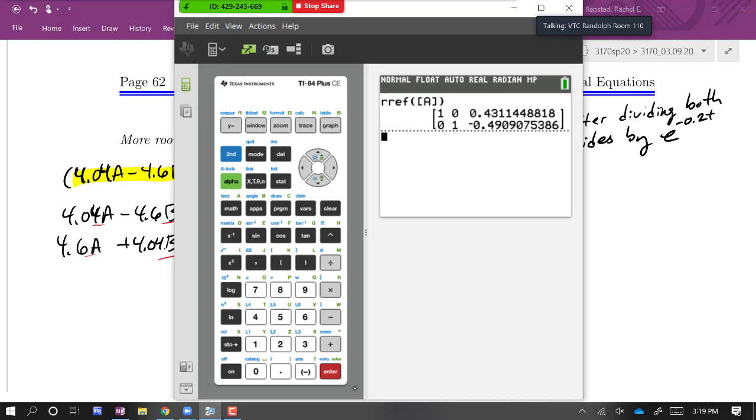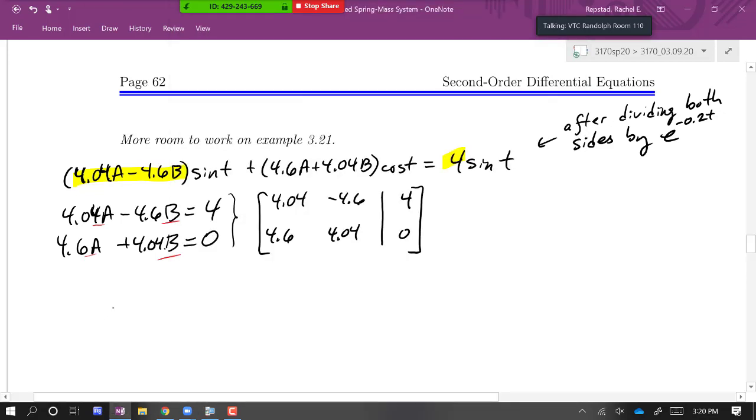And there's my solution. It's in reduced row echelon form. Notice the first 2 columns are 1, 0, 0, 1. Wherever there's a 1, that top row tells me that 1 times A is equal to 0.4311, and so on. The second row tells me that 1 times B is equal to negative 0.4909, and so on. I'll just use 4 significant digits, I guess. Negative 0.4909.